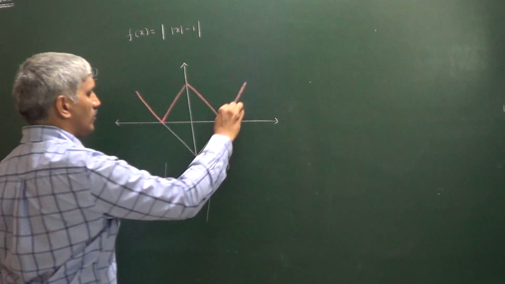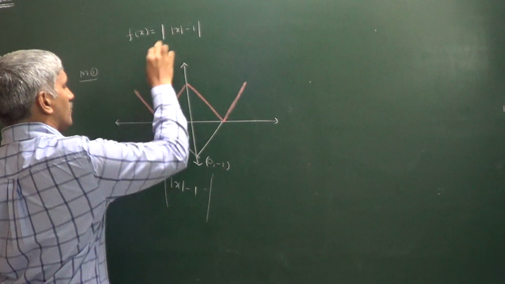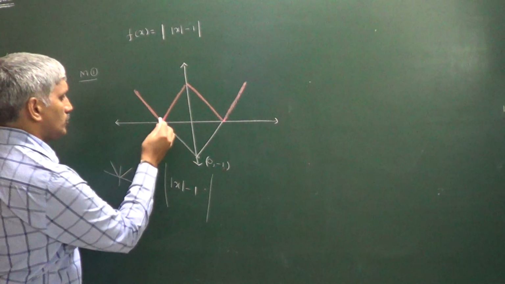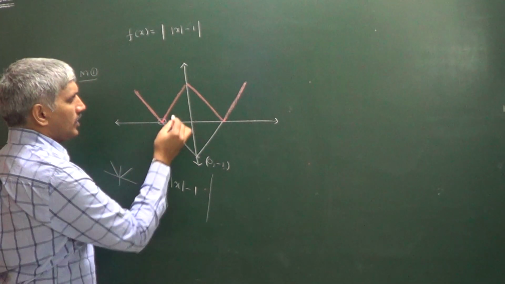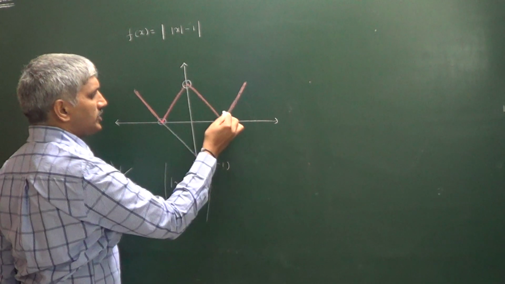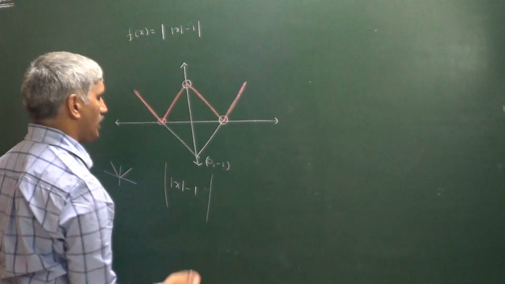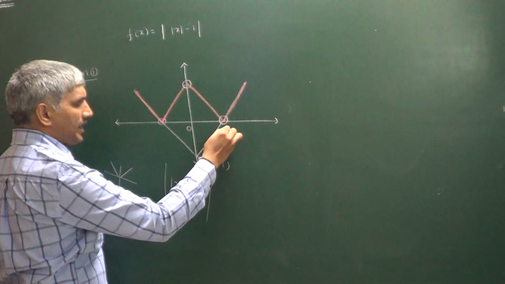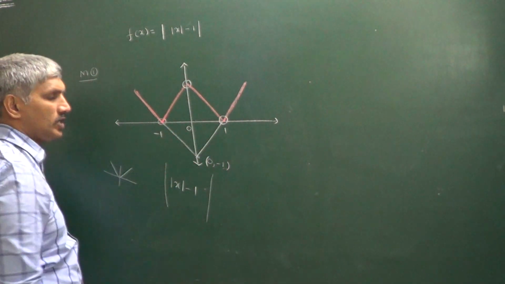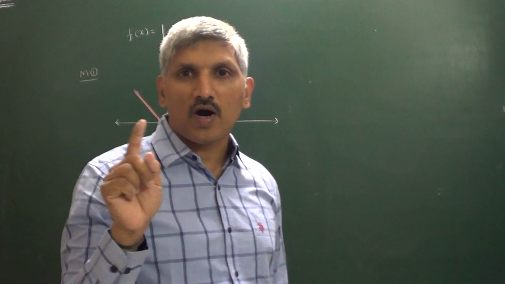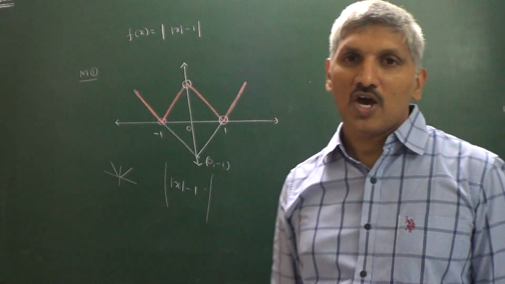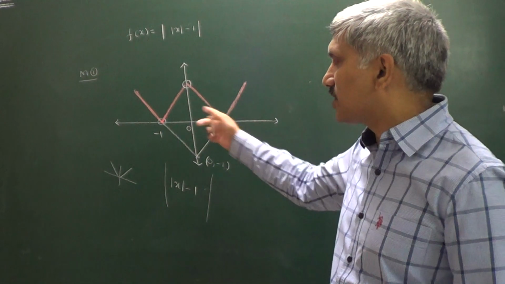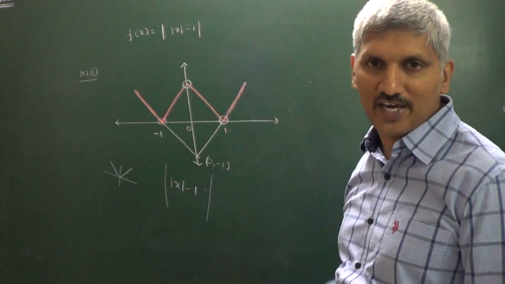This is the graph of modulus of x minus 1 whole modulus. So that's why this is one sharp edge. Here also we have a sharp edge. Here also we have a sharp edge. So the function is not differentiable at 0, at 1, at minus 1. That's why 0, 1, minus 1 are the points of non-differentiability, but the function is continuous everywhere.